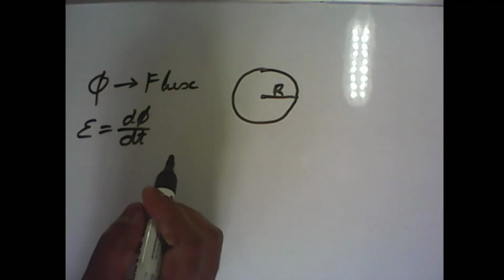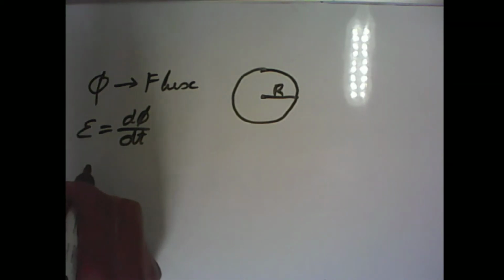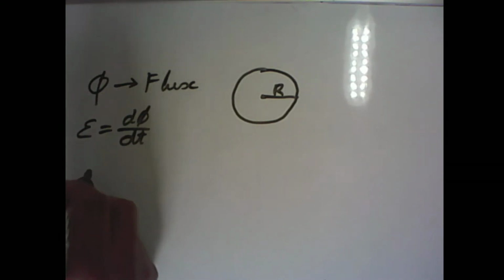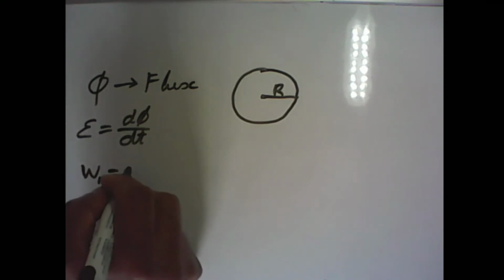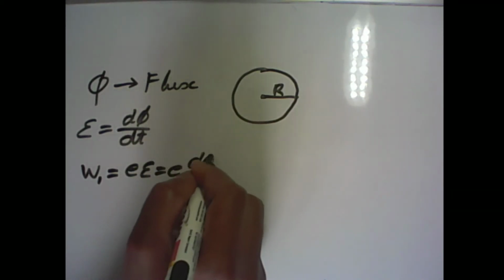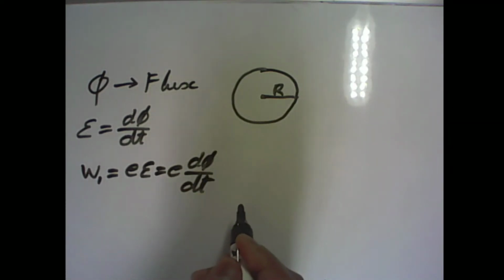So if E is the EMF, then the work done by this EMF in taking round the particles through the circular path of radius r, we can write it as W1, is equal to E into epsilon, that is equal to E dφ/dt. This is the work done by the EMF in taking round the particles through this circular orbit of radius r.